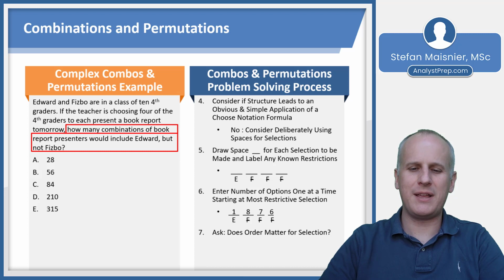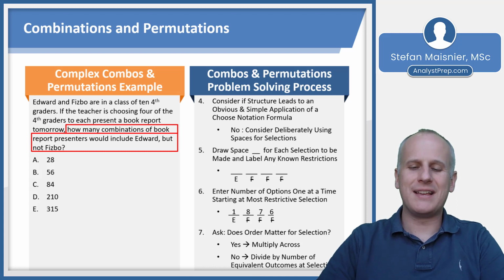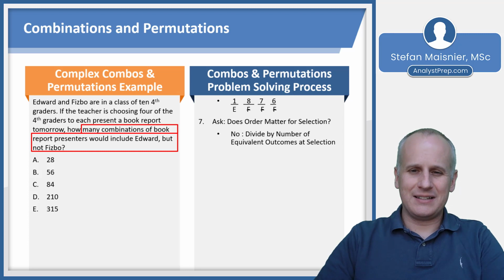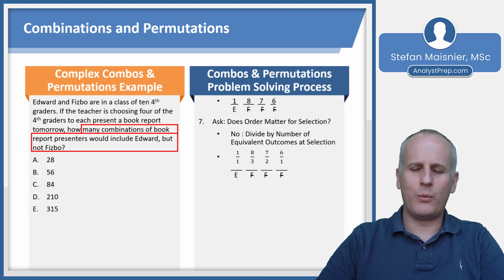Then we have to consider, does order matter for selection? And if the answer is yes, you'll multiply straight across. But if the answer is no, we must divide by the number of equivalent available outcomes at the moment of selection. And in this case, order doesn't matter because if Charles is one of the other 10 fourth graders, it doesn't matter whether he is selected second, third, or fourth. It's the same outcome of selecting Charles. So with that in mind, we have to divide by the number of equivalent outcomes at the moment of selection.